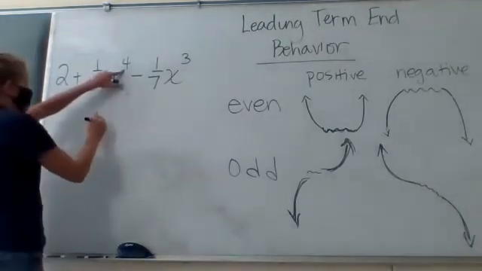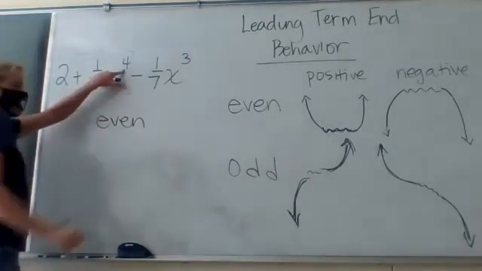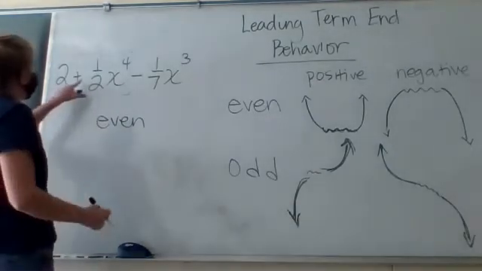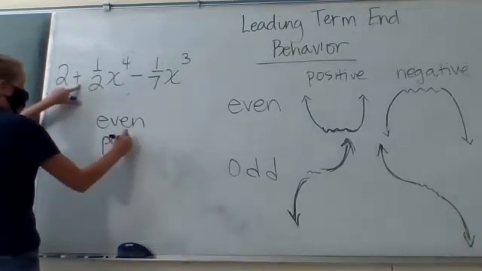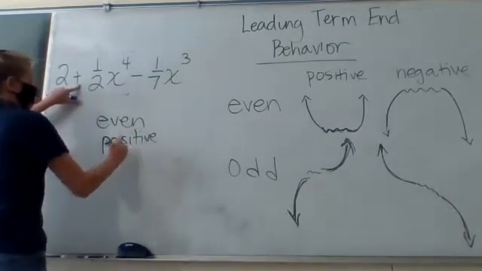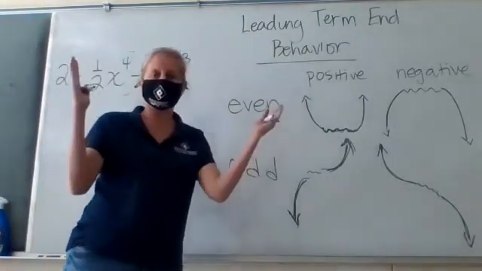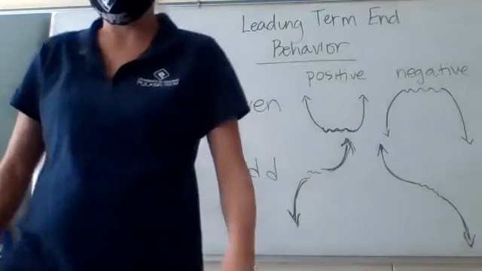The exponent's even, which means the ends of my graph are going to be doing the same thing. And it is a positive term. So even positive means both ends are going up on your graph.